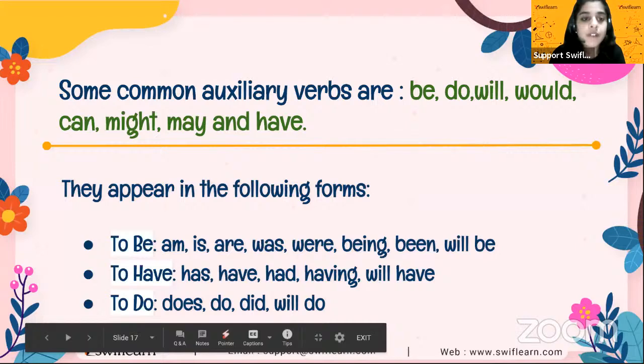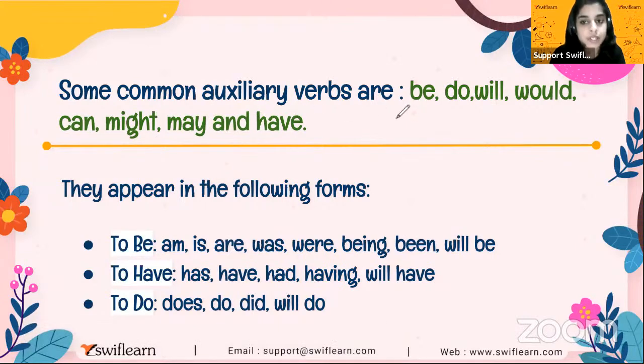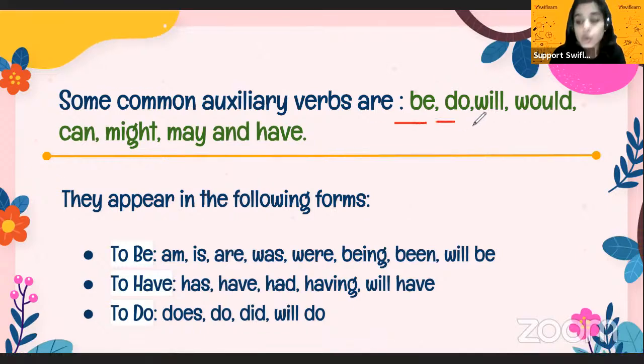Let's see. Here are a few examples of helping verbs or auxiliary verbs: be, do, will, would, can, might, may, have. These are a few examples of helping verbs that are going to help your main verb to give the complete meaning of the sentence. I'm going to give an example now. Ria is dancing beautifully. Is dancing. My main verb is dancing. My auxiliary verb is is. Helping verb plus main verb equals complete sentence.